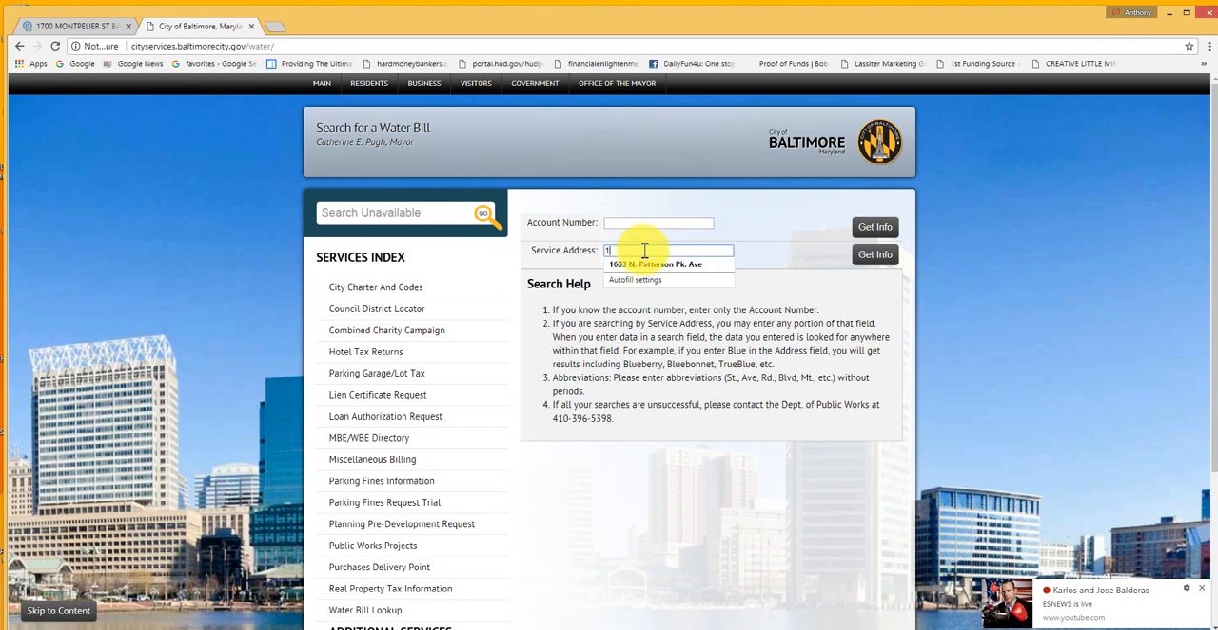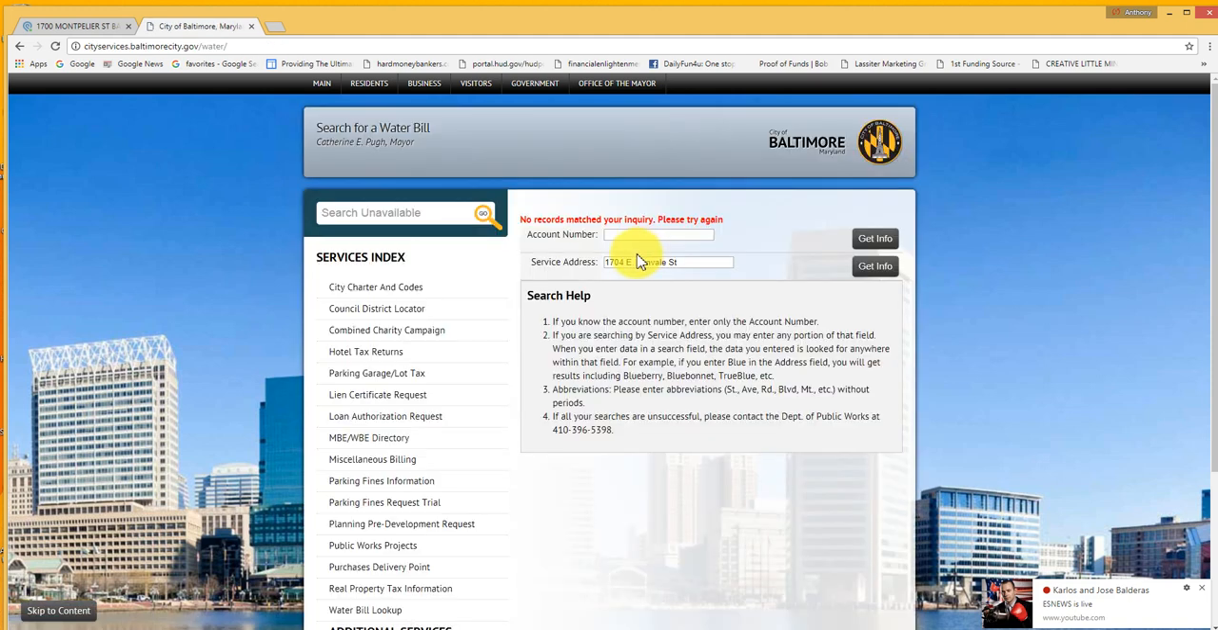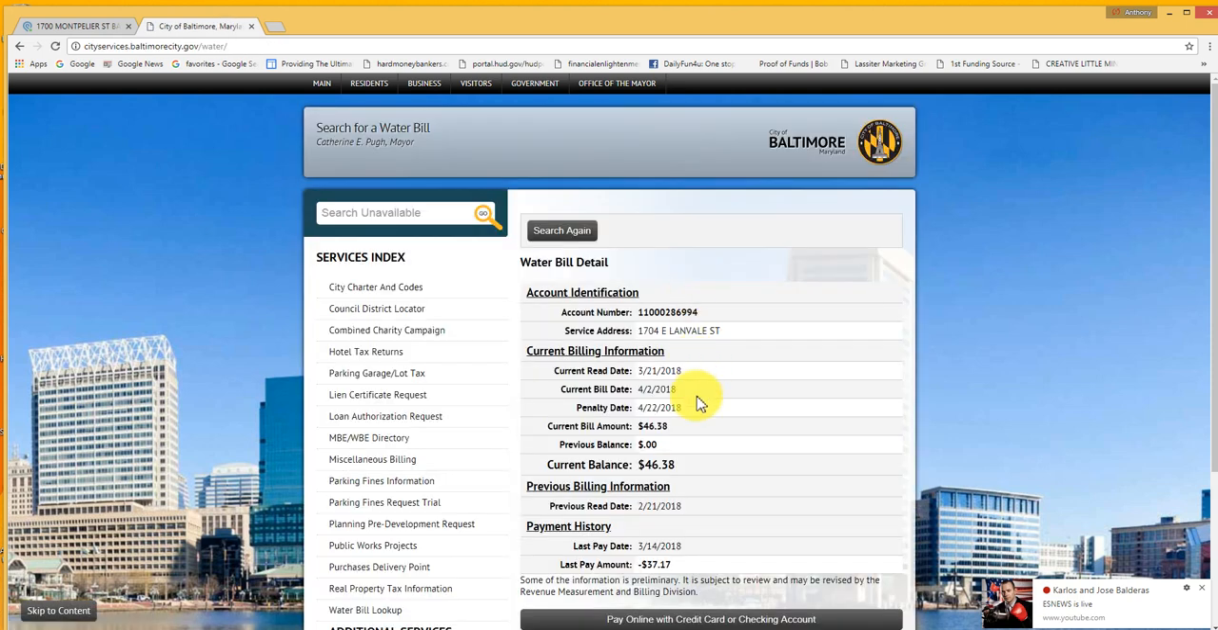So I'm just going to put in 1704 East Landville Street. Okay, and then the system will populate that stuff for you. But again, the same thing: account information. Right here, it lets you know the current read date, things of that nature, how much bill they owe now, their previous balance, which is zero, so they're paying their bills, and the last time they paid their bill.